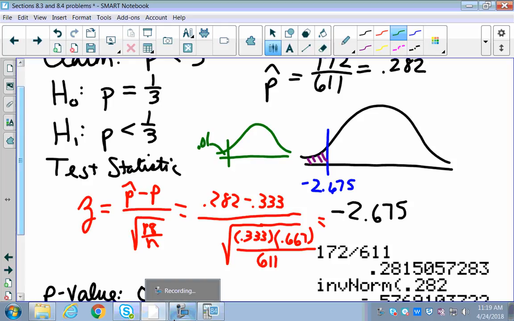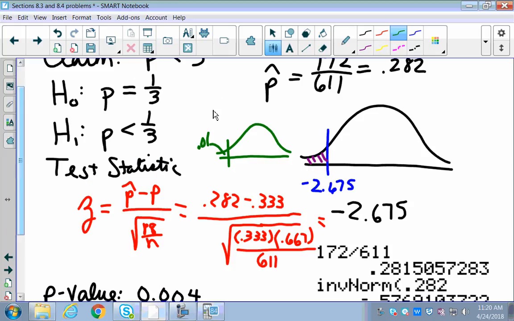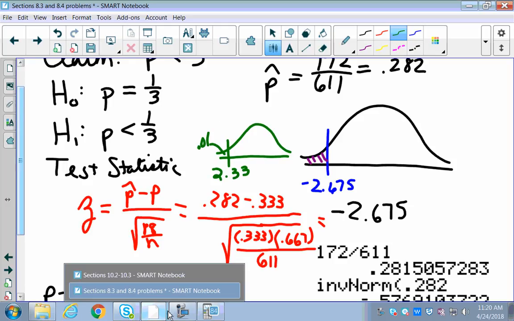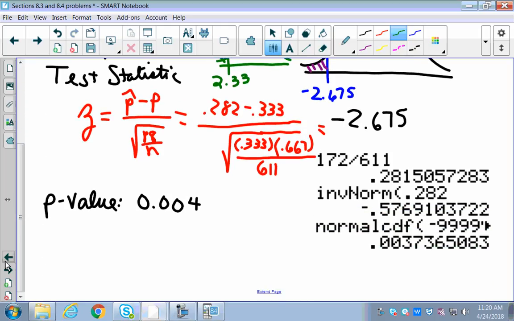What would I do on my calculator? Second distribution, inverse norm, 0.01. And it's going to tell me negative 2.33. So, to decide if I am going to, what do I do? Oh, I forgot the negative sign.